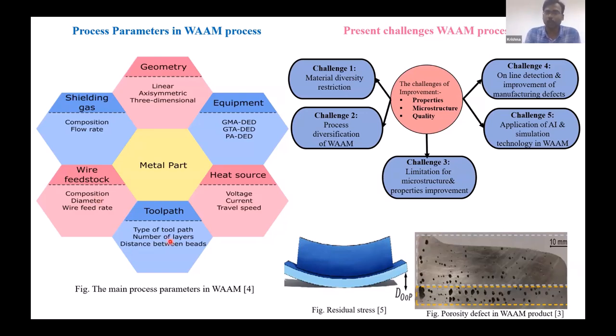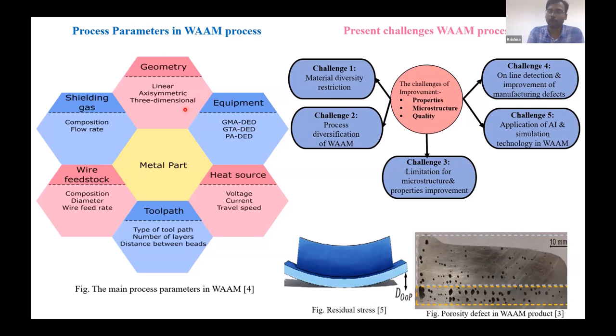The other one, depending on the geometry, is what kind of tool path we are using, how many layers we are going to deposit to achieve the final component, and what is the distance between two beads if I'm depositing parallel beads. We will see this in a case study which I will be discussing, which we are doing at SVNIT. And the heat source, obviously: what kind of heat source we select and what parameters we can vary, like voltage, current, and the traverse speeds, which we will be designing. The equipment and heat source are relevant.